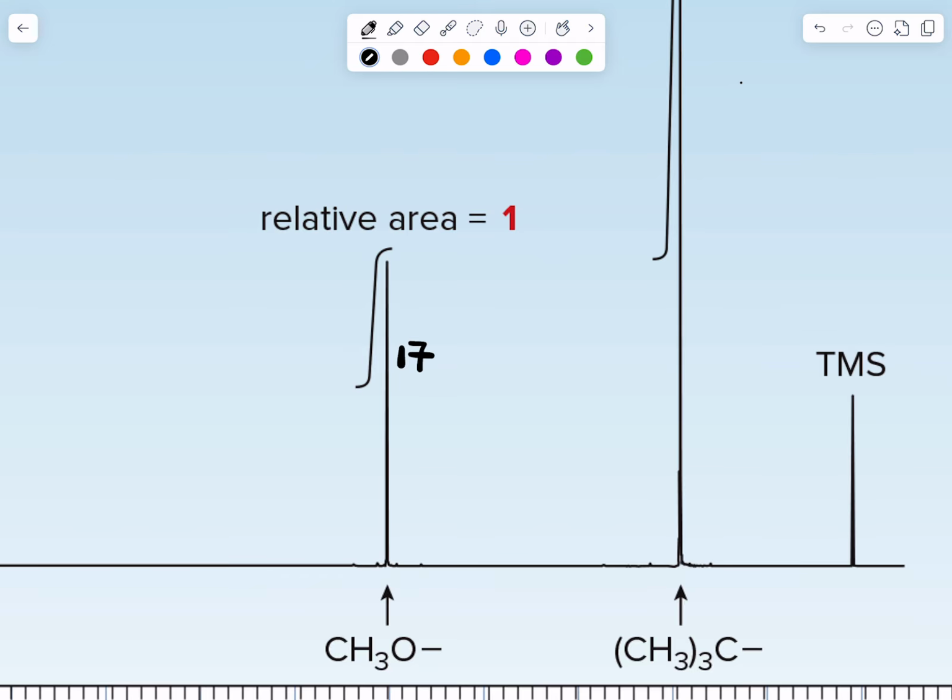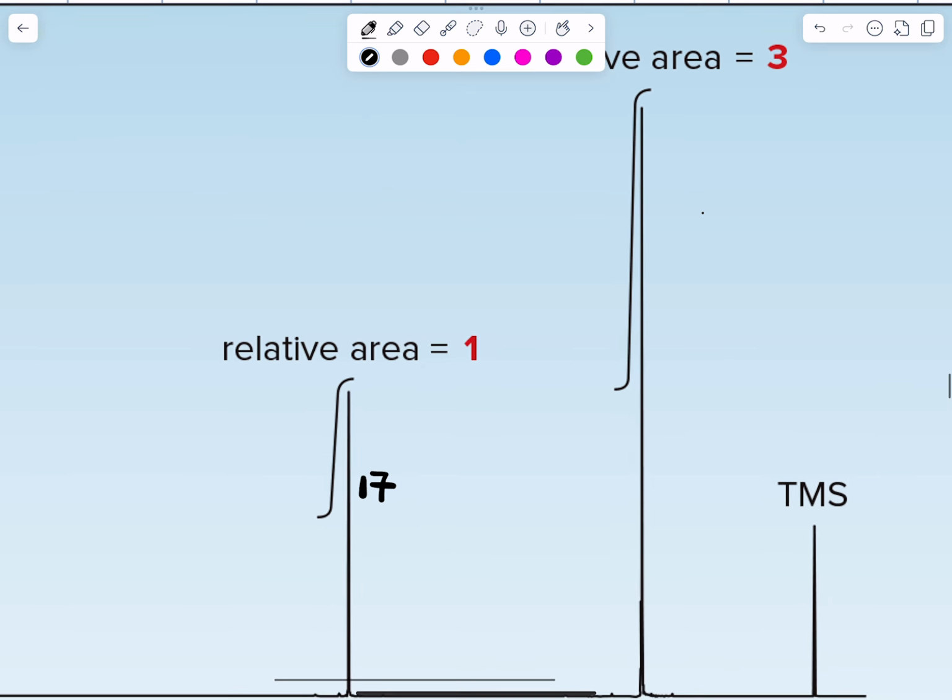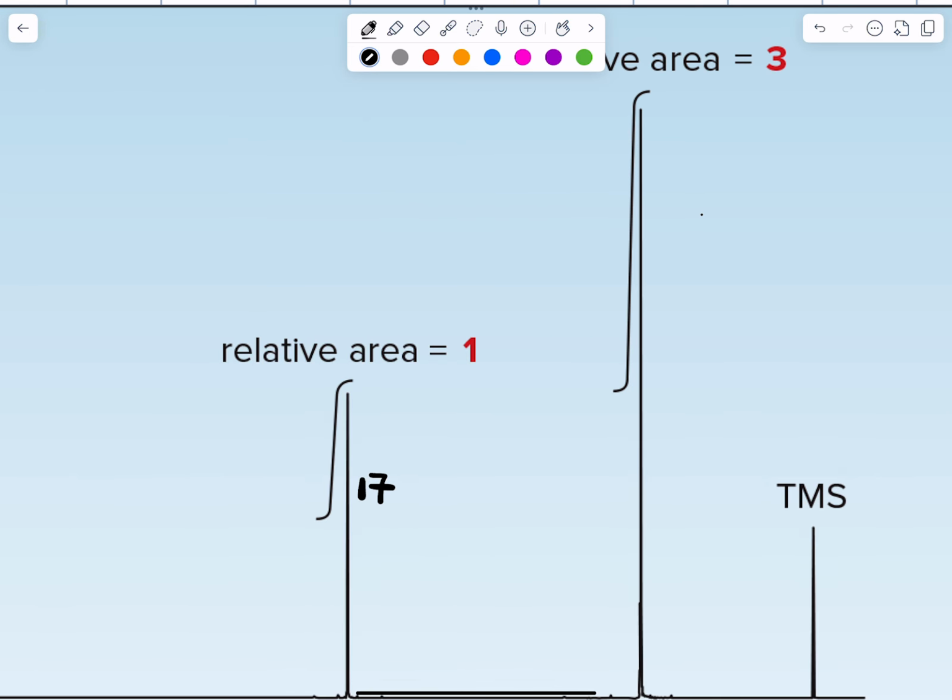They're not like cubic or square centimeters or whatever. There's some arbitrary peak unit, but they're all normalized. This peak area might be, let's see, what's 3 times 17? It's 51, right? It might not be exactly 51. It might be like 54. And you have to be okay with it not being exactly on.